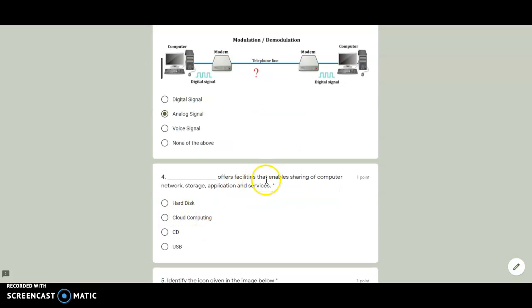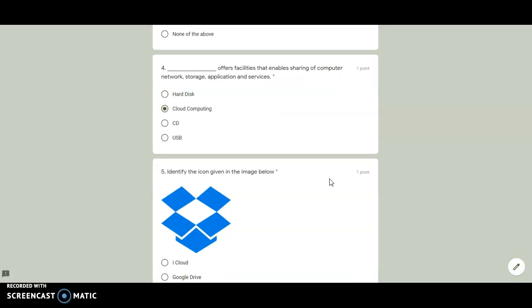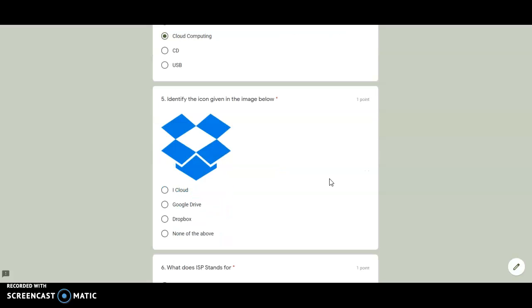Now Dash offers facilities that enables sharing of computer, network, storage, application and services. Yeah, so we can select cloud computing. Why? Because cloud computing is made for all of these, right? It is made for sharing of computer network, it is made for sharing of storage, applications and services. Okay, now identify the icon given in the image given below. Okay, so I identified it as Dropbox.